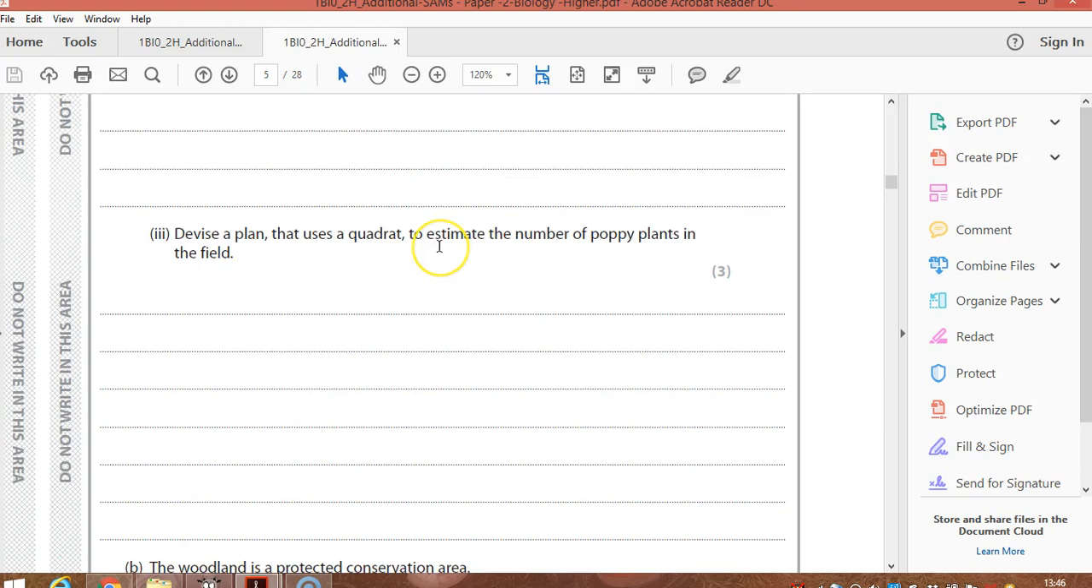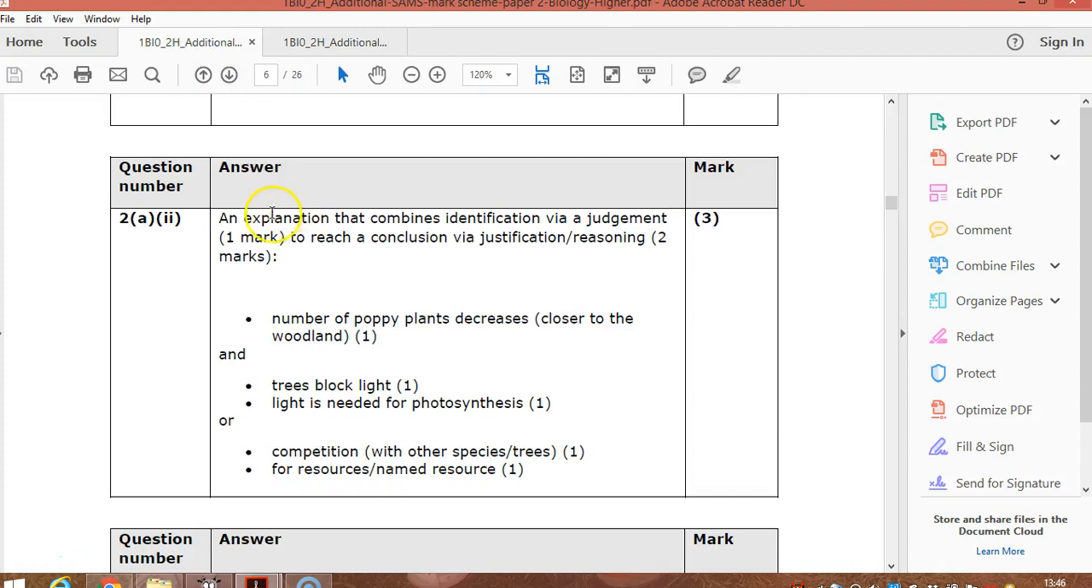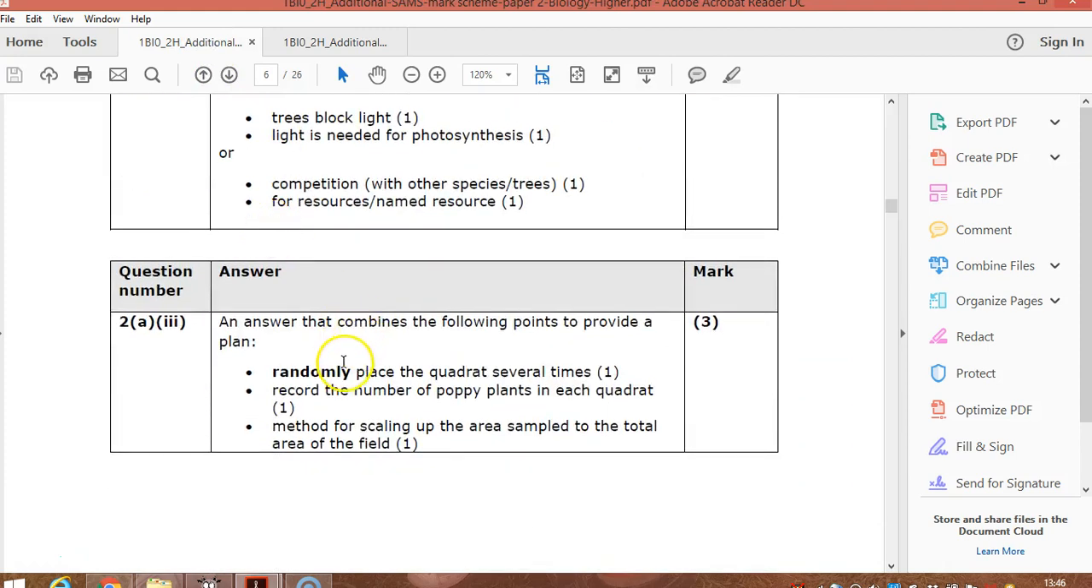Part 3. Devise a plan that uses a quadrat to estimate the number of poppy plants in the field. So this should have been the other half of the required practical. Off you go. Right, so what you should have done is randomly place the quadrat several times. Normally, you do it by throwing it behind you, so you don't even look where you're throwing it. Record the number of poppy plants in each quadrat, and then have a method for scaling up the area sampled to the total area of the field.